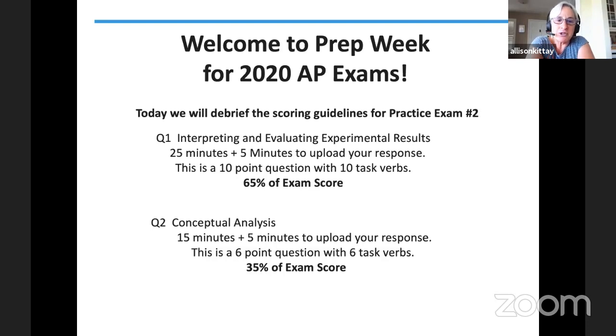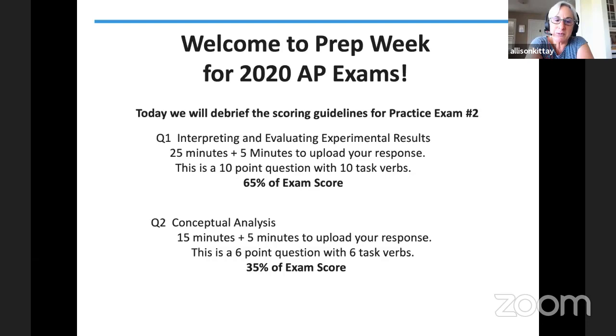Question 1 was interpreting and evaluating experimental results. You had 25 minutes to read the question and write a response, with an additional 5 minutes to upload. This question is a 10-point question with 10 task verbs and will compose 65% of the total exam score.